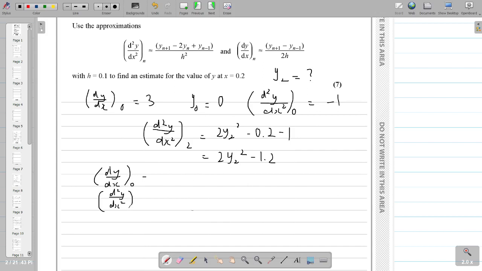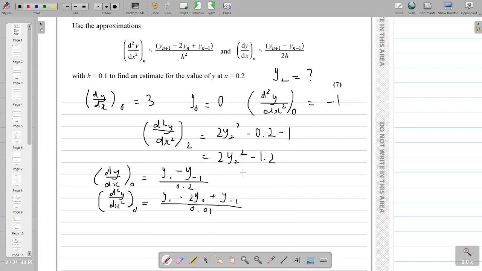So dy dx of 0 is equal to y sub 1 minus y sub negative 1 over 0.2. Now you might be thinking, what the hell is y sub negative 1 going to help us with? Well, you'll see. If we put d2y dx squared of 0 now, we're going to get 0 equals y sub 1 minus 2y sub 0 plus y sub negative 1 over 0.01.